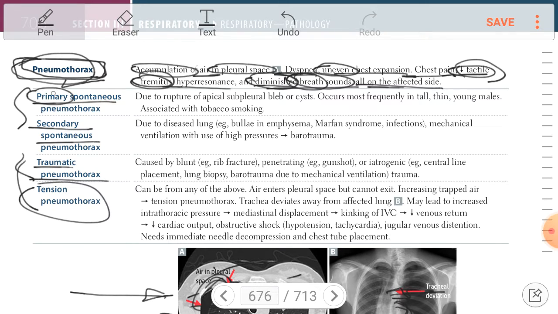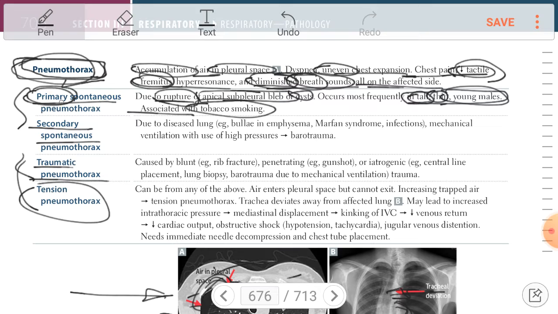So we have the primary type. What is primary? You must memorize these keywords. It's what? Tall, thin, young male, plus rupture of apical subpleural blebs. So we have rupture of apical subpleural blebs or cysts in a patient who is a tall, thin, young male associated with what? With tobacco smoking. So in primary spontaneous pneumothorax there is what? Rupture of apical subpleural blebs in tall, thin, young males associated with tobacco smoking.